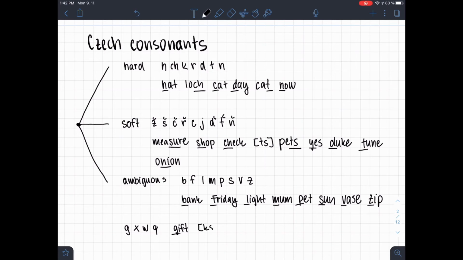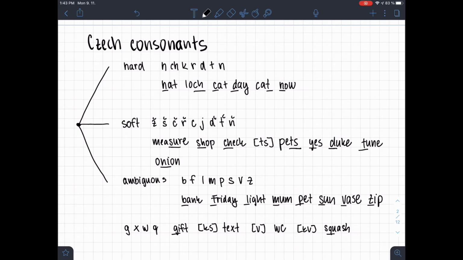X, it's like g and s together. X in word text, text. We don't have the W like in English, so we just use the simple V when we need it. Like when you have toilet, we would say WC. And qu, it's, for example, in the word squash. Squash.